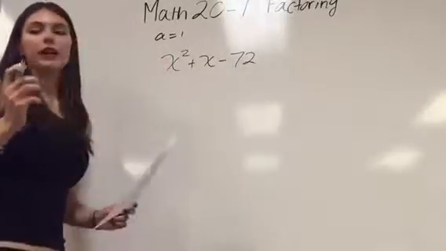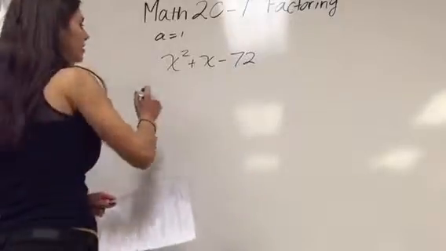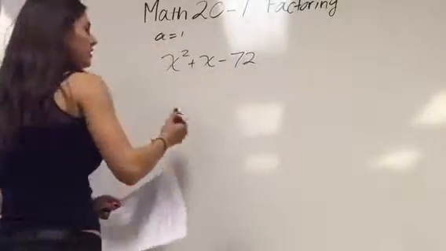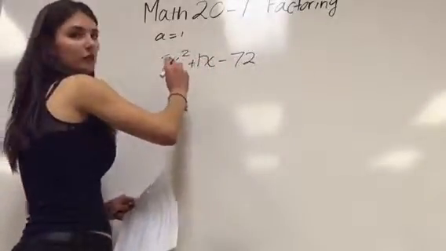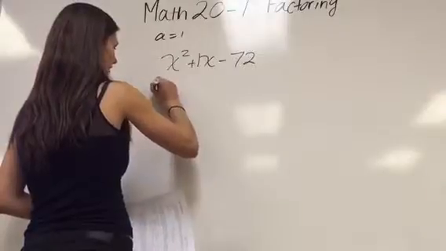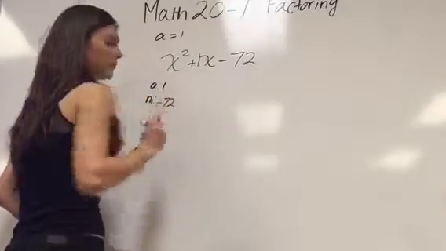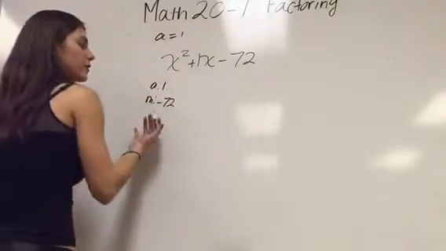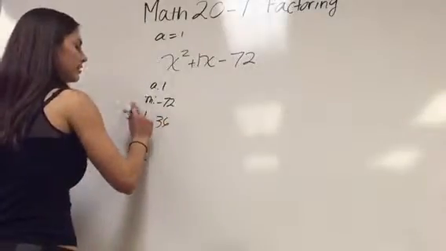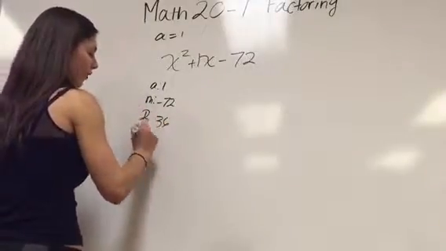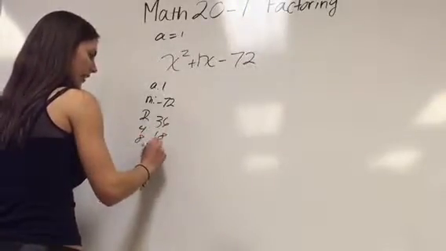So in this, we don't need to break apart the middle term because we already know that a is equal to 1. So what we need to find is what adds to our middle coefficient b, so what adds to 1 and multiplies to negative 72. To do that, we could look for multiples of 72: 1 and 36, 2 and 36, 4 and 18, 8 and 9.